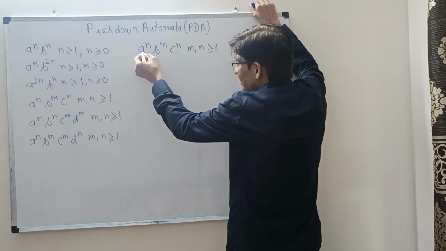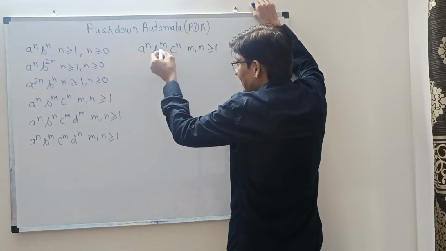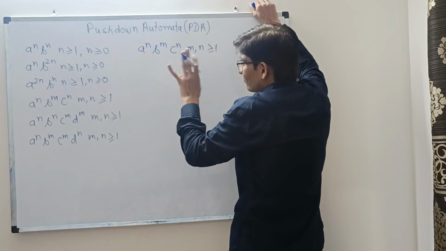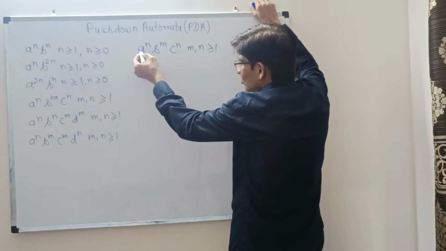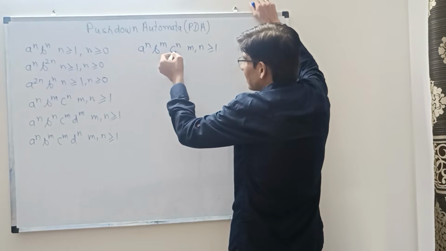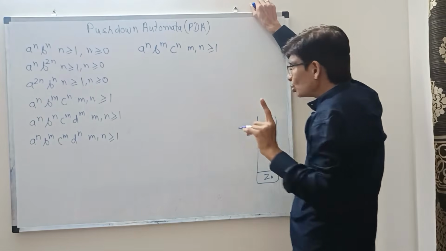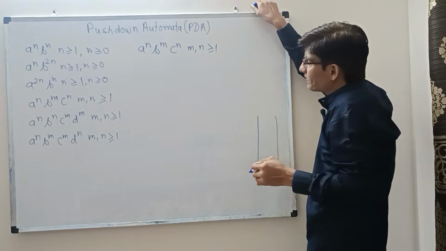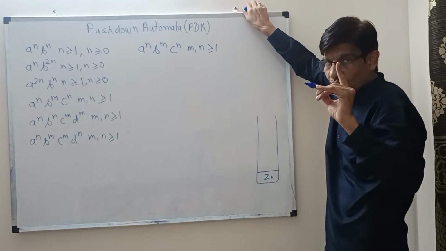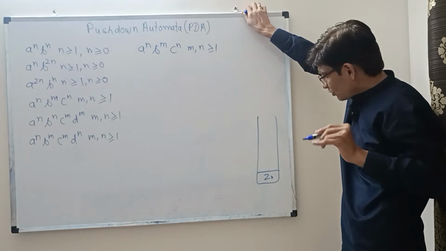So there is a relation between the number of A's and the number of C's only. The number of B's can be anything. There is no relation between the number of A's and the number of B's, or the number of B's and the number of C's. So we need to check only the number of A's and the number of C's. Now, how can we do this?